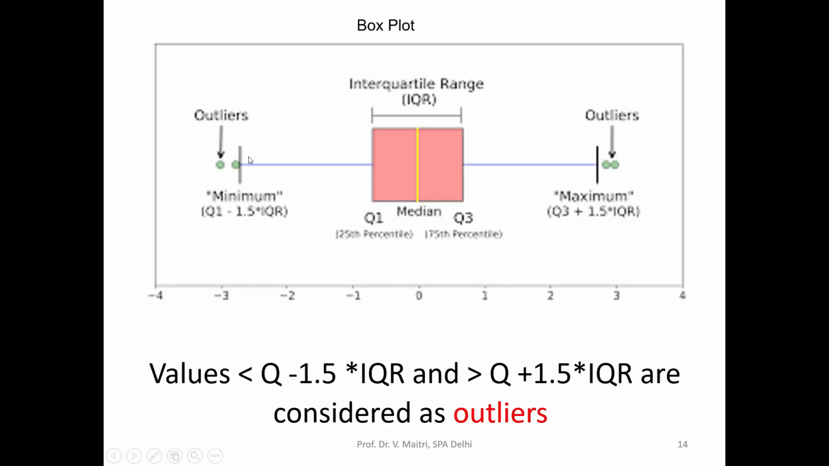Or you can say, sir, this is the minimum, then this should be the maximum. Why is it not? Because we are calculating on the basis of quartiles. The ideal condition is that Q1 minus 1.5 IQR should give the minimum value, and Q3 plus 1.5 IQR should give the maximum value. So any value which is above this maximum value or below this minimum value is known as an outlier. So a value less than Q1 minus 1.5 IQR or greater than Q3 plus 1.5 IQR is considered an outlier.